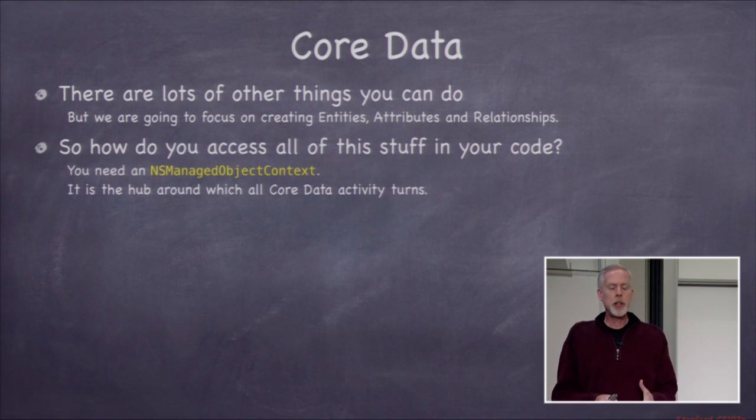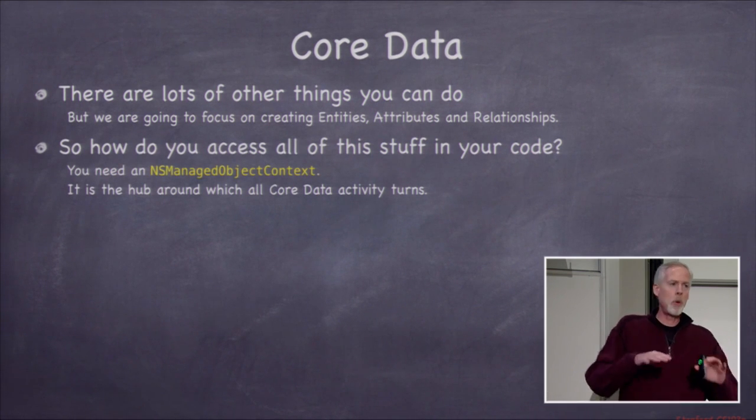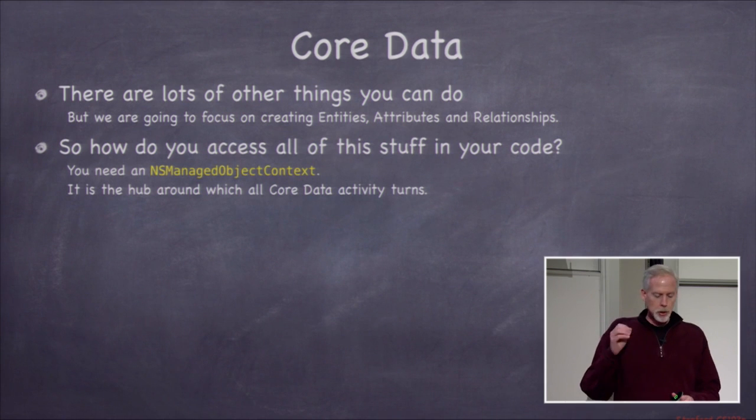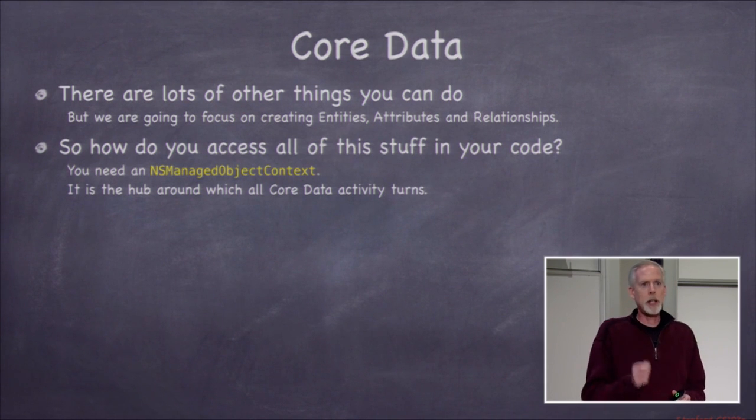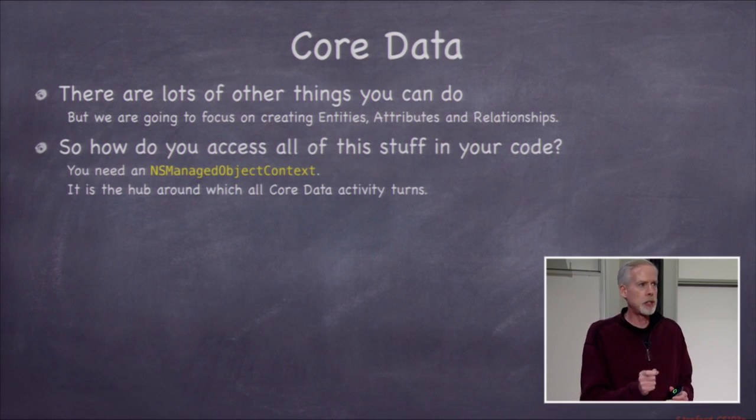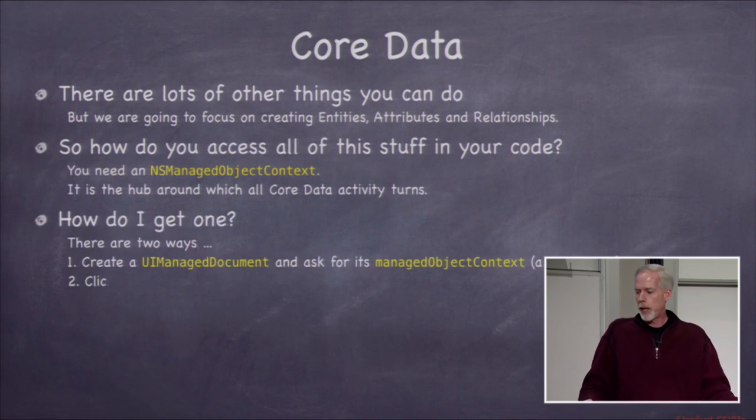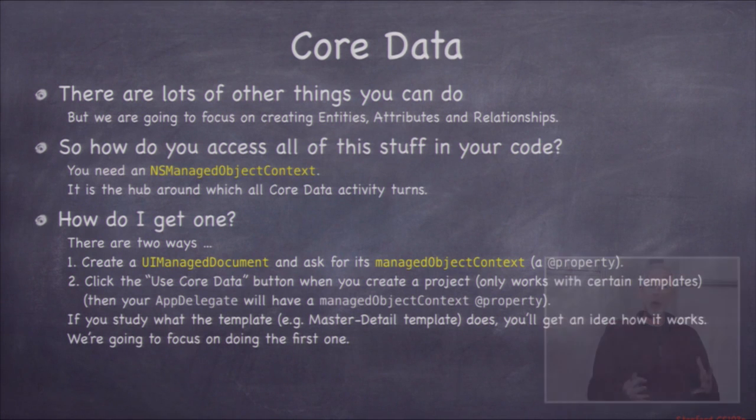So how do we access all of this stuff in our code once we've created this map? The answer is we need an NSManagedObjectContext. This context is kind of the hook we need to create objects in the database, set attributes of objects in the database, and query for objects from the database. We do all these through this context. So how do we get a context? Well, there's really two ways to do it.